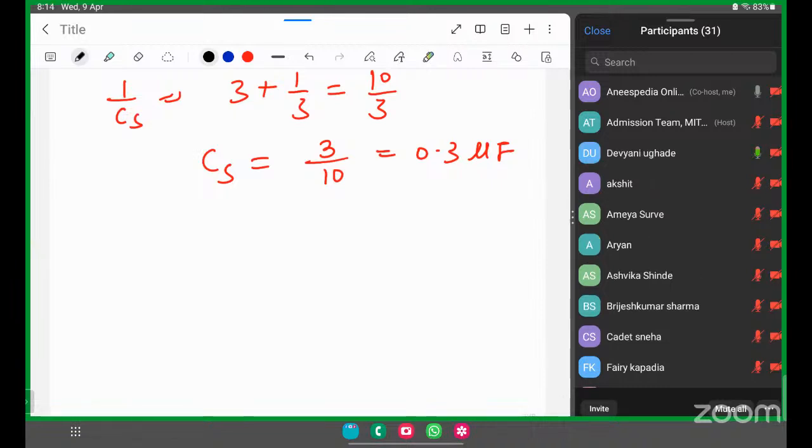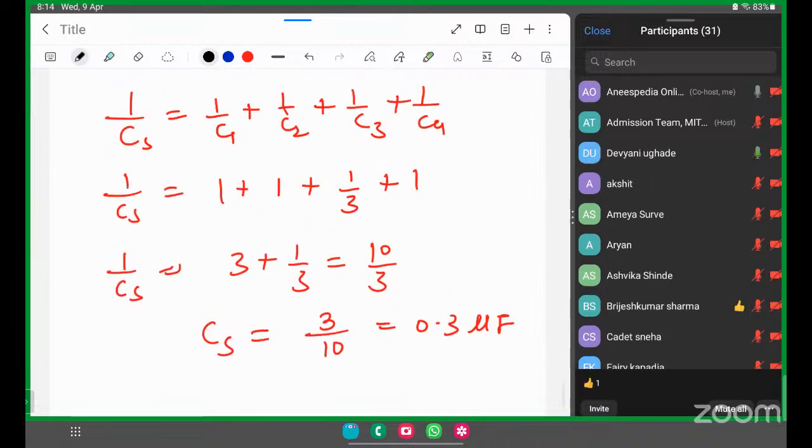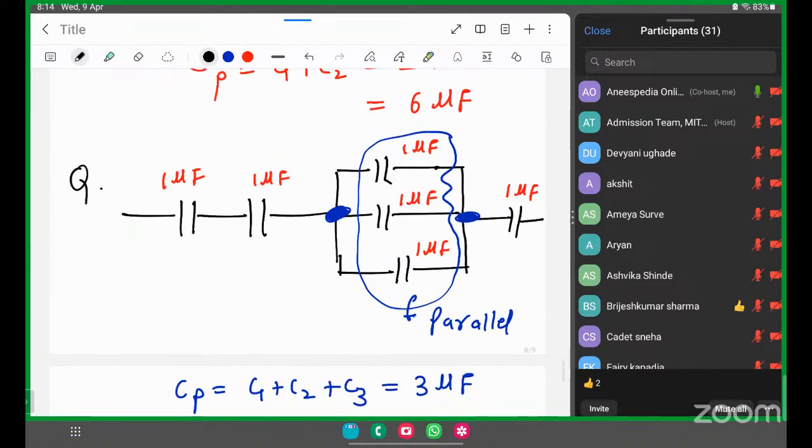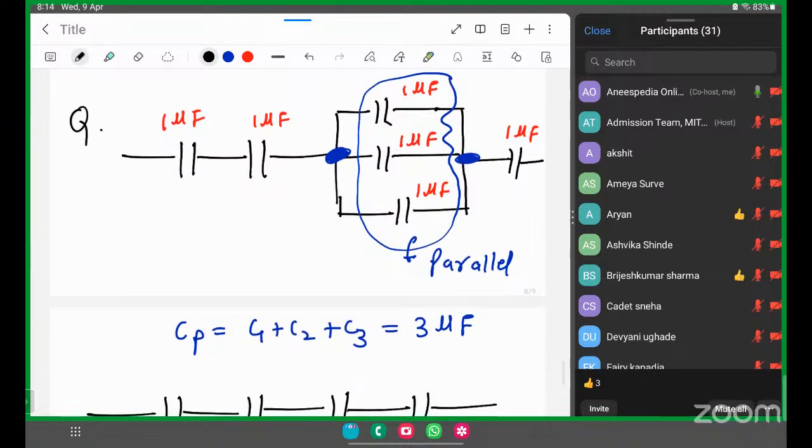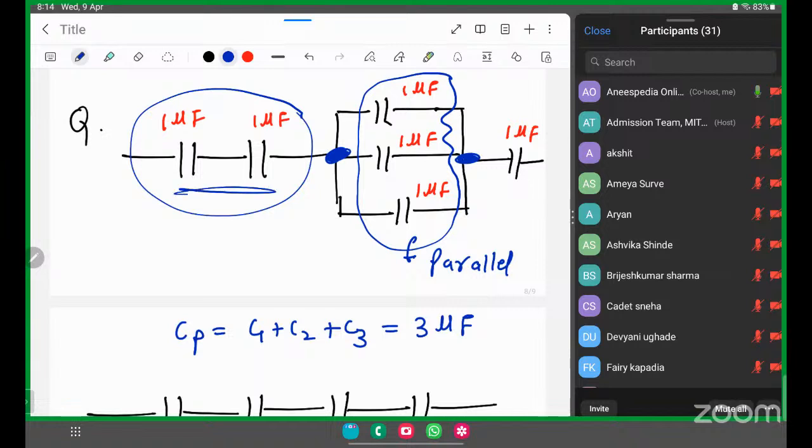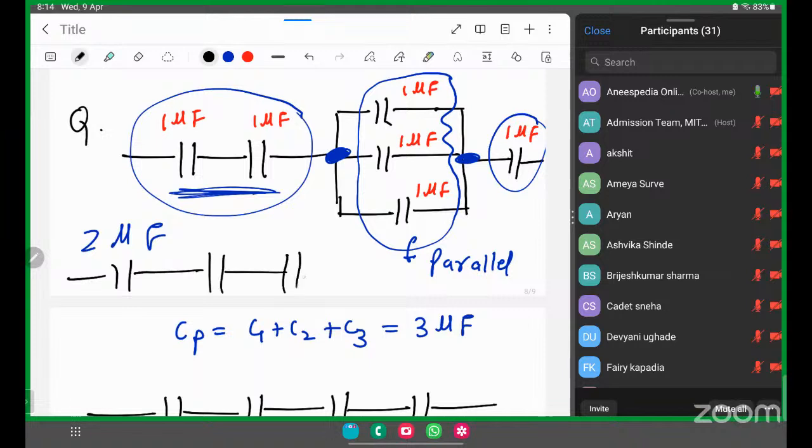Sir, is it necessary to solve the parallel combination first? Yes, and then we will deal with the series combination. It is not necessary that you have to solve parallel first. You can also look at it in this way. Let us consider this pair alone, this one separately, and this one separately. We can solve these two separately by series combination, which will give 2 microfarad, and then this one will give 3 microfarad and this one is separately 1 microfarad. So this can also be taken as 2 microfarad, 3 microfarad and 1 microfarad. So there may be different ways to look at it. Okay, sir.